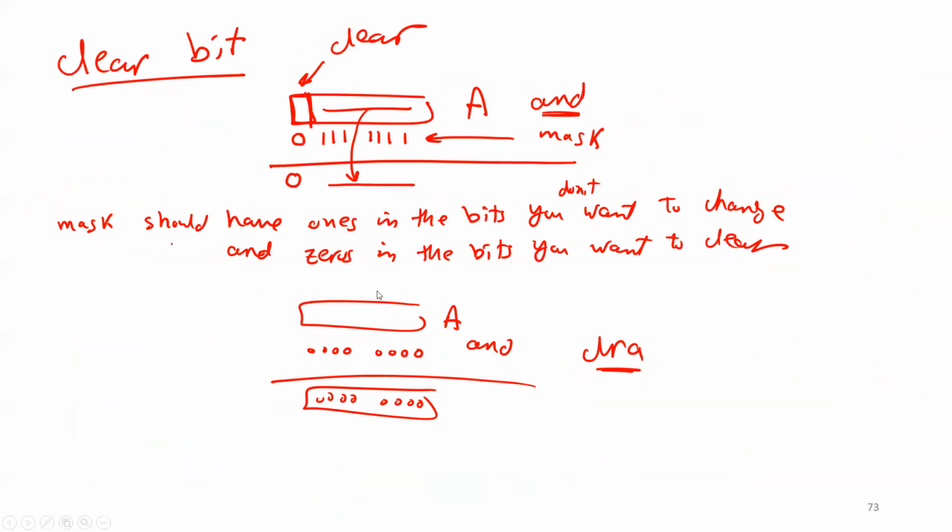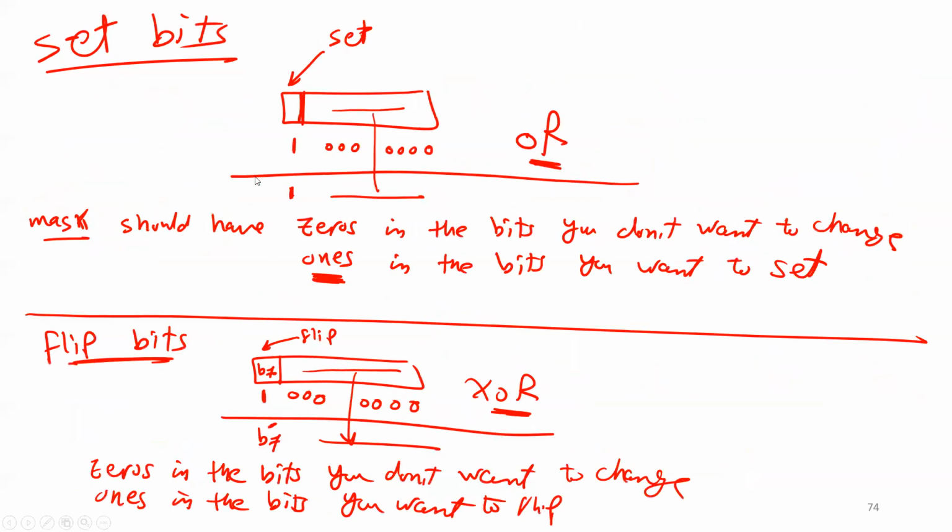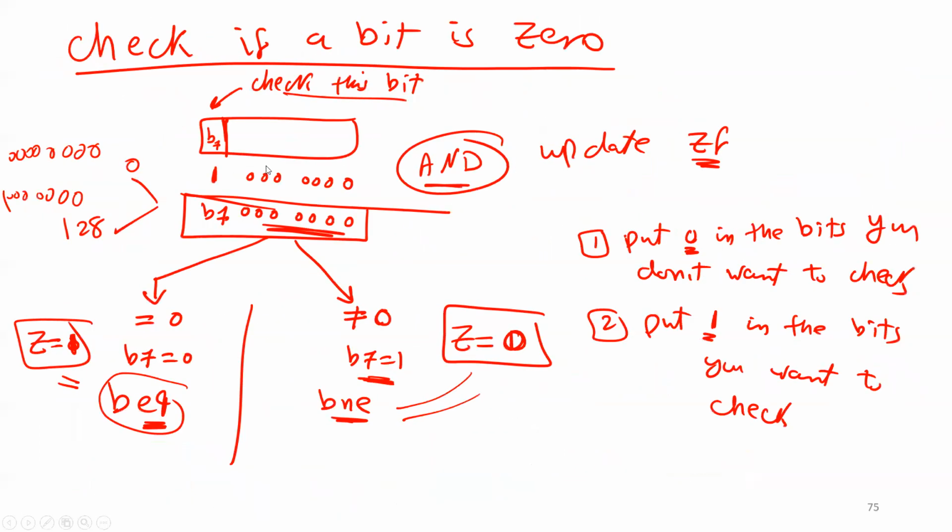Now let's come to the first part. Very important. We will do it all the time. How can you check if a bit is 0? Look at the idea, guys.